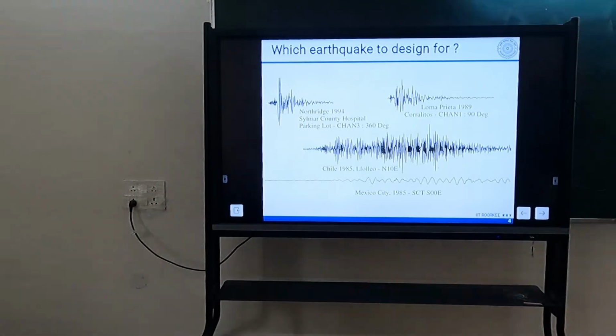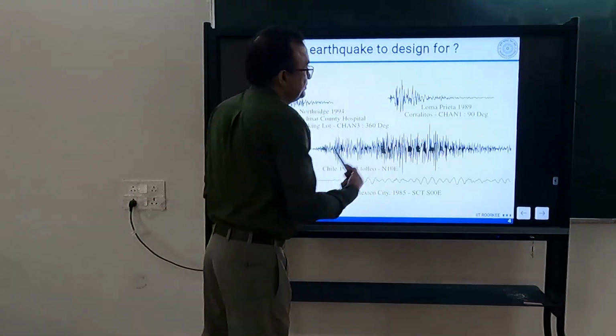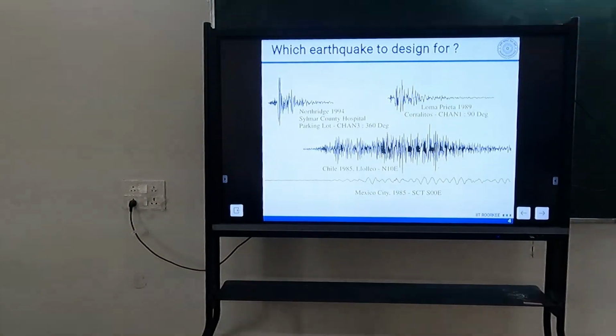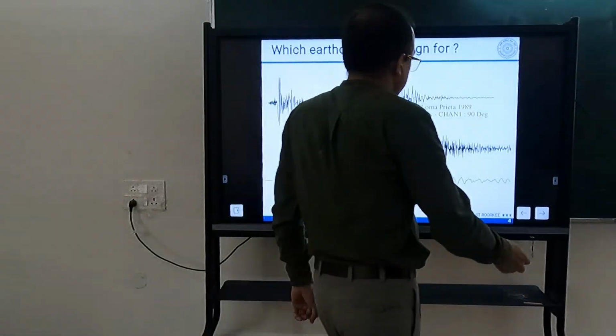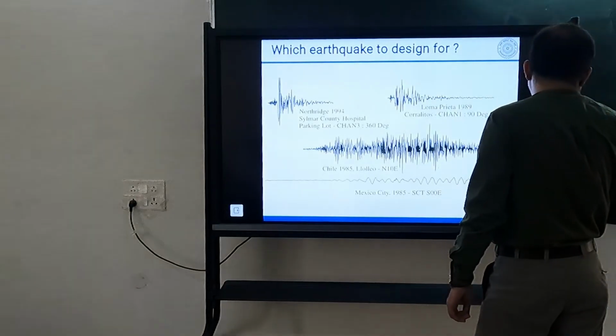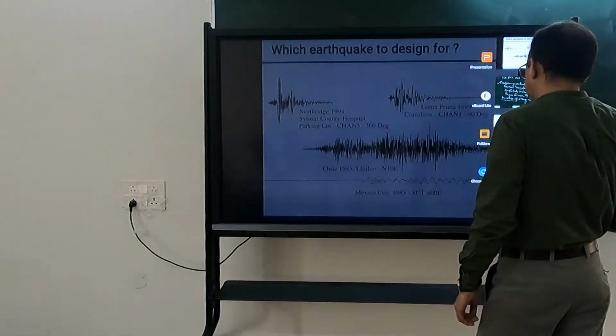Suppose I want to know what is the frequency content of this earthquake. How am I going to know the frequency content? By plotting the Fourier spectrum. So I will plot a Fourier spectrum, and the Fourier spectrum will tell me in which frequency range. A typical Fourier spectrum you have plotted also in your first semester.